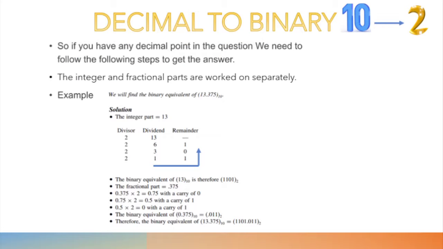Now we can go for another example. Here the question given is 13.375 to the base 10, and we need to convert this decimal number into a binary number. So let us discuss how we can get to the solution. For the integer part, the binary equivalent can be found by successively dividing the integer part of the number by 2 and recording the remainders until the quotient becomes 0. The remainders written in reverse order constitute the binary equivalent.